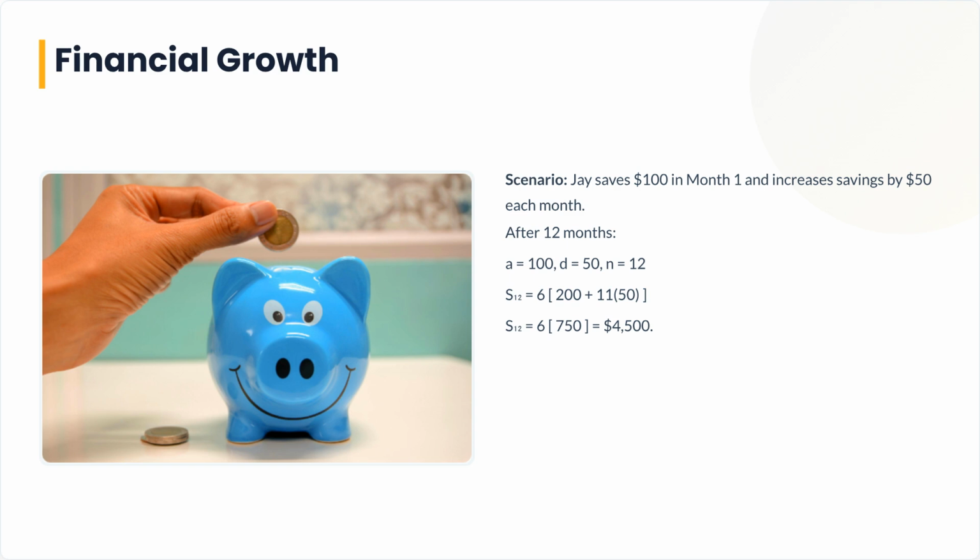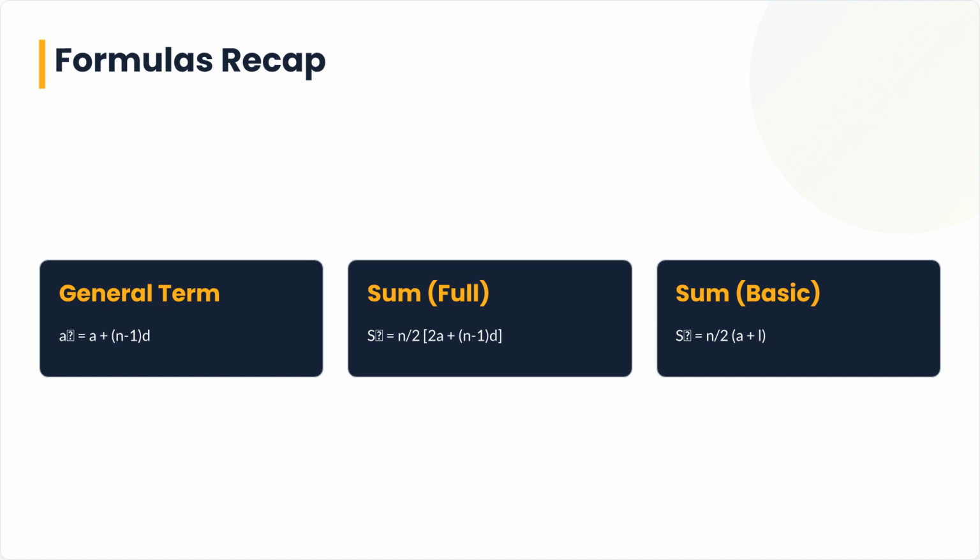Financial growth can also be modeled this way. If J saves $100 in the first month and increases savings by $50 monthly, after 12 months, the total saved is $4,500. Let's recap the core formulas. Use the general term formula for finding specific values, and the two sum formulas for calculating totals, depending on whether you have the common difference or the last term.